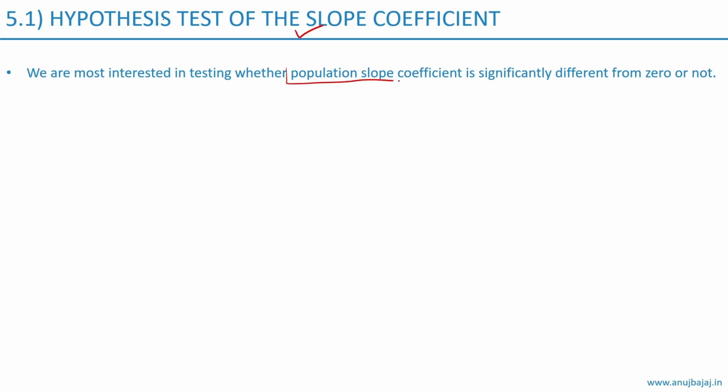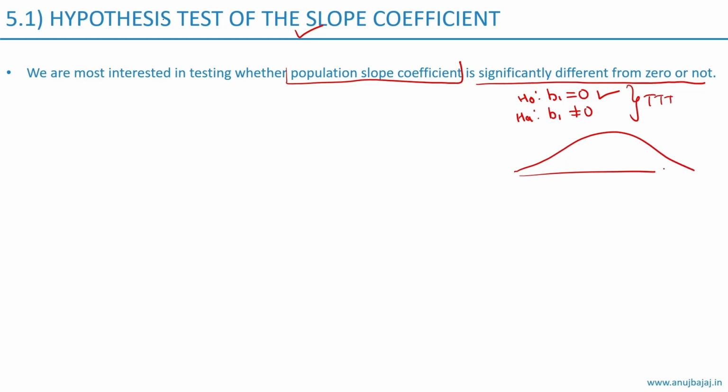the population slope coefficient is significantly different from 0 or not. And the hypothesis is, the null hypothesis states that the population slope coefficient equals 0 and the alternative hypothesis is that the population slope coefficient does not equal 0. We ideally want to reject the null hypothesis. And unlike the F statistic, which was a right-tail test, this is a two-tailed test.